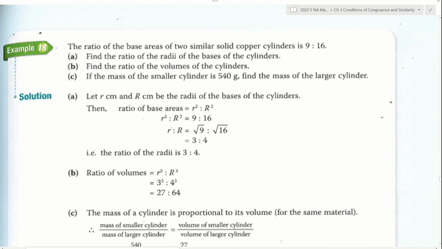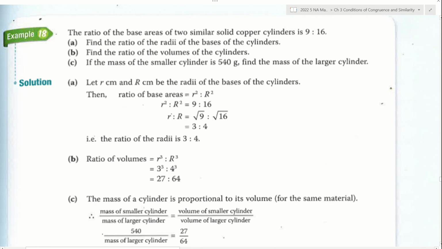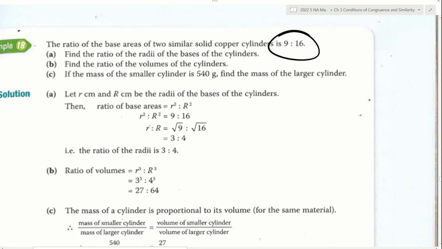Okay, now the next example, 18 over here, we got ratio of base area of two similar solid cylinders, 9 to 16. These numbers, be sensitive to them. They are perfect squares. There is a hint that you might want to try square rooting if you're desperate. But we are not desperate. We know that eventually we have to square root, because these are ratio of the areas. So find the ratio of the radii, meaning the ratio of length for these two cylinders.